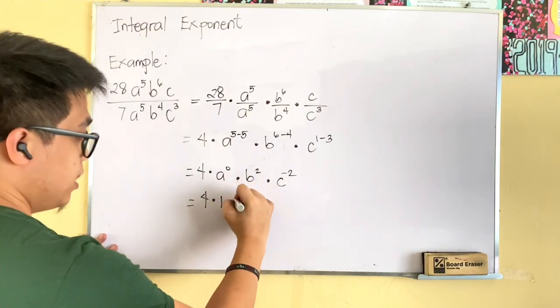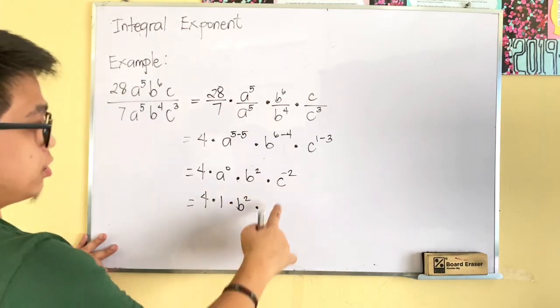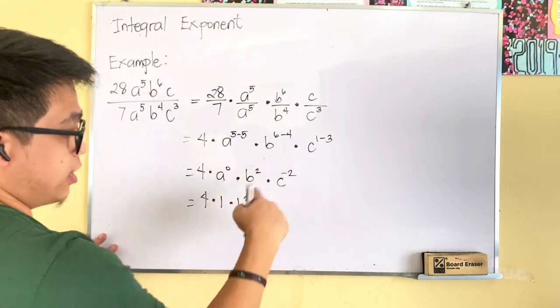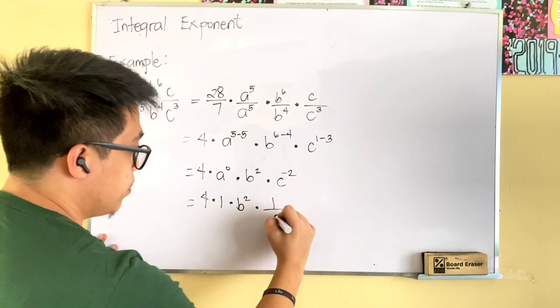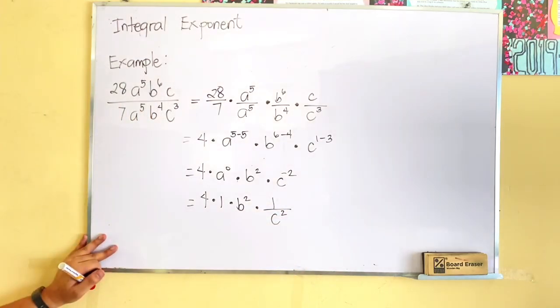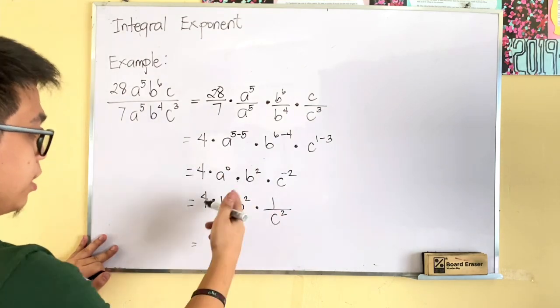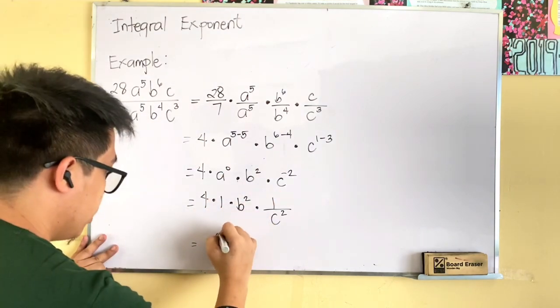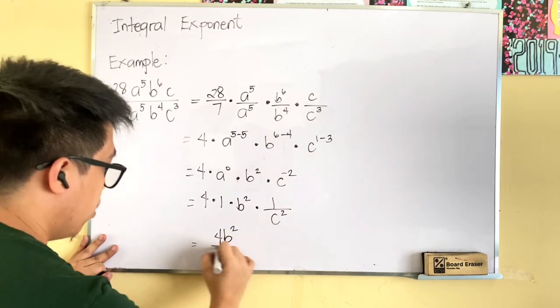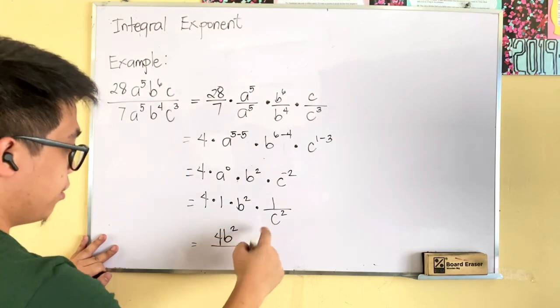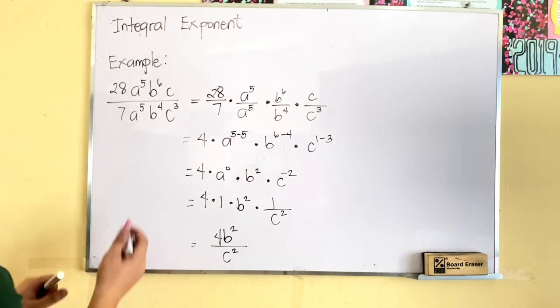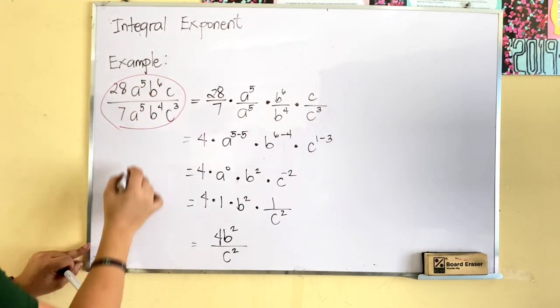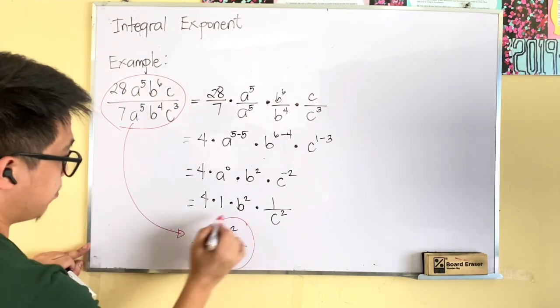Times b squared times, as you can see here, c has a negative exponent. Therefore, para maging positive, kukunin natin ang kanyang reciprocal, which is 1 over c squared. Then, our final answer will be 4 times 1 is 4 times b squared times 1, it is 4b squared, all over c squared. Therefore, our final answer for this given expression is this, or the simplified answer.